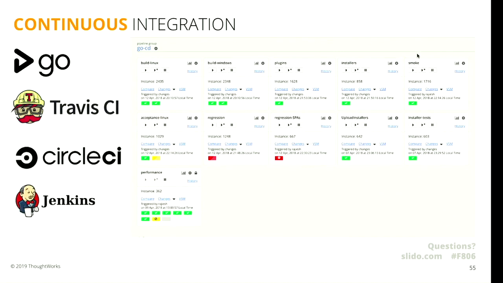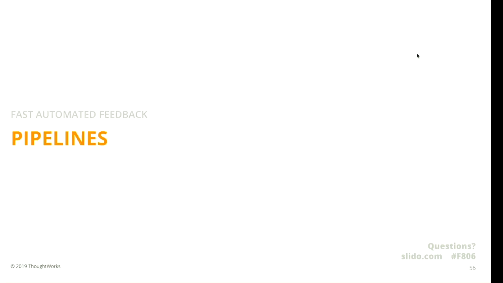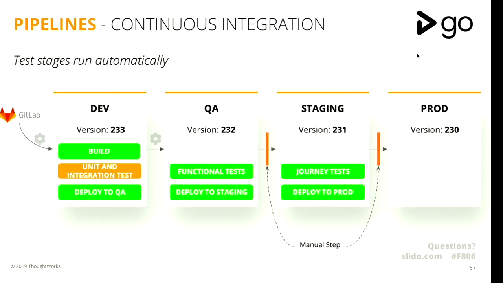So the most popular are GoCD, Travis CI, Circle CI, and Jenkins. This is an example of the GoCD pipeline. So we've got stages like the build stage over here, or we've got some smoke tests. We've got the regression tests, which are red, and that is not good. So moving forward to pipelines, this is an example of how a pipeline looks.